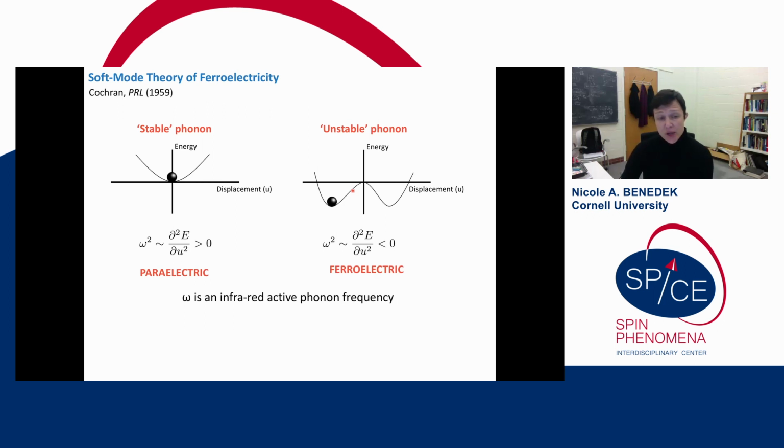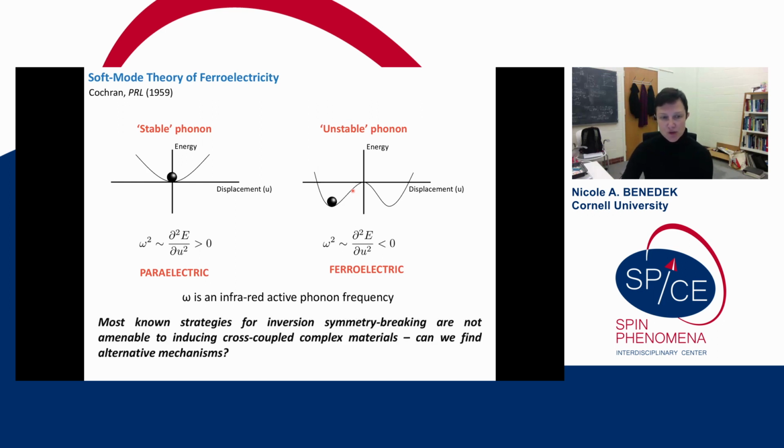And over the years, people have come up with a number of different strategies for inducing polar lattice distortions in nominally non-polar or non-ferroelectric materials based on this mechanism. The problem is that those strategies are not really amenable to inducing cross-coupled complex materials. So can we find alternative mechanisms that are?